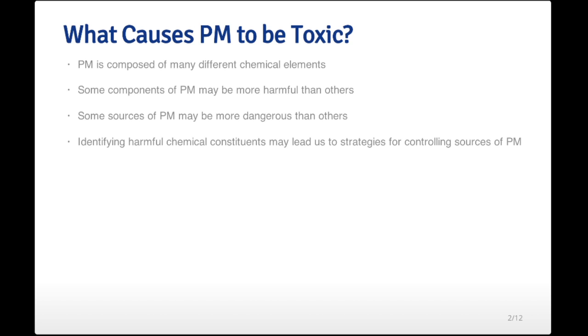And there's a general understanding that perhaps some of the components of PM might be more harmful than others. If that were true, then that would likely imply that some sources of particulate matter are more dangerous than others, because some sources generate certain combinations of chemical constituents, and some sources generate other combinations. So the idea is that if we can identify the particularly harmful chemical constituents of particulate matter, then that may lead us to better strategies for controlling the sources of particulate matter.